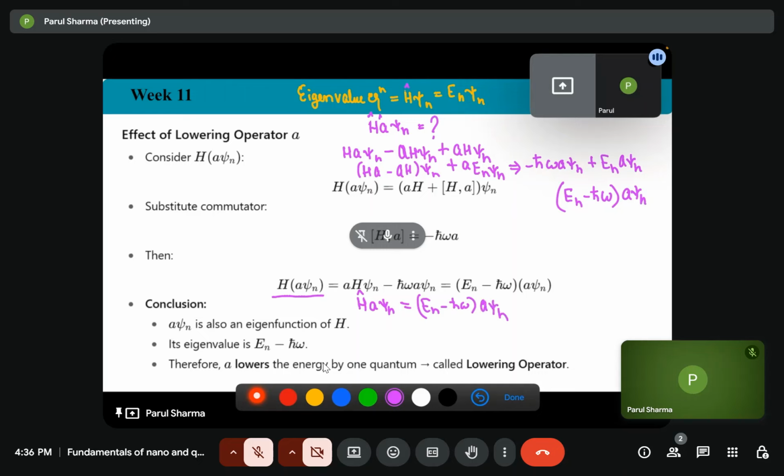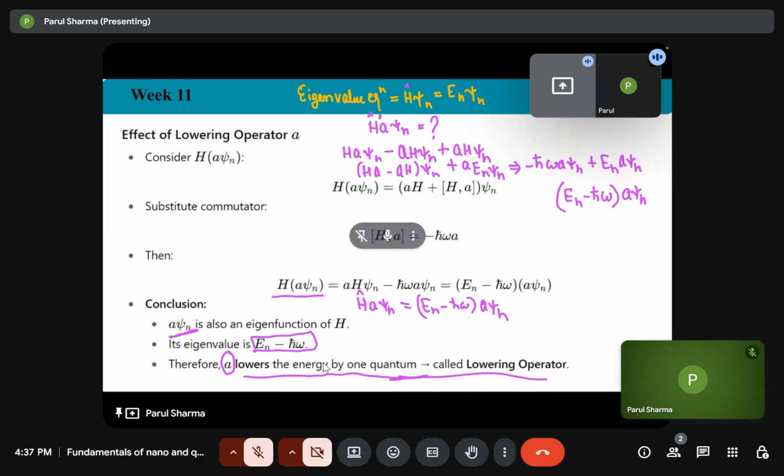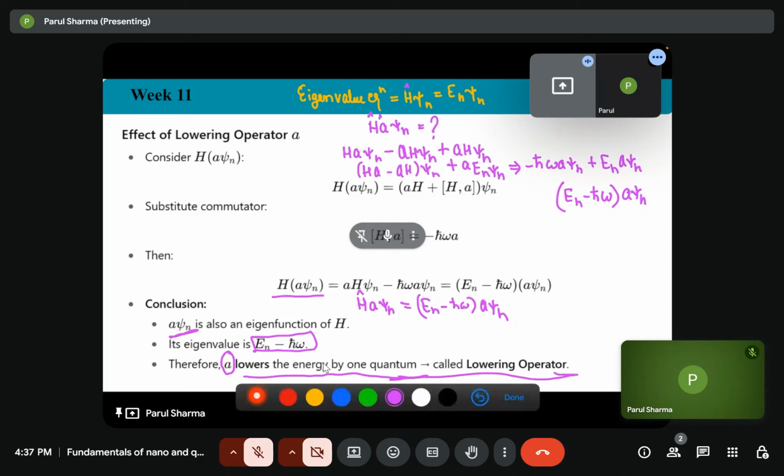What is the conclusion from that? That A psi n is also an eigenfunction of our Hamiltonian, where the eigenvalue is E n minus h cross omega. So we found out that the annihilation operator lowers the energy by one quantum, that is h cross omega, which is the lowering operator.